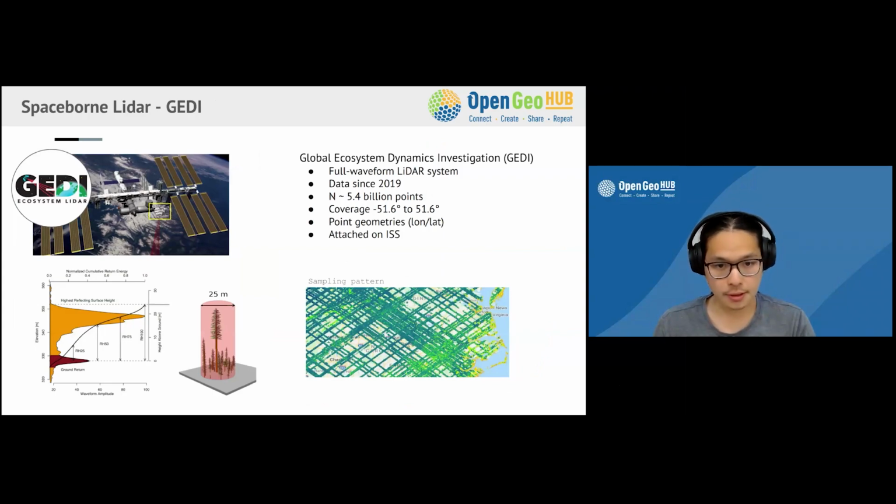One of the spaceborne LiDAR instruments is called GEDI. The full name is the Global Ecosystem Dynamics Investigation, which is a full-waveform LiDAR. It started in 2019 and has about 4.5 billion points so far until 2023, with coverage from 51 south to 52 north, storing the point geometry. This instrument is attached to the International Space Station. On the left side you can see the International Space Station, with the LiDAR instrument attached here, and it is mainly used for mapping trees. You have the waveform of the terrain height and also the canopy height. Next slide.